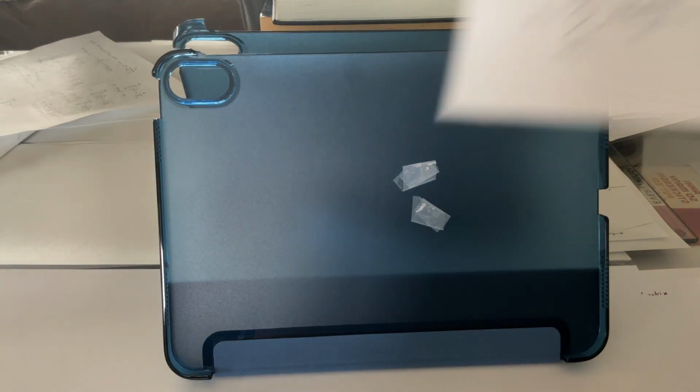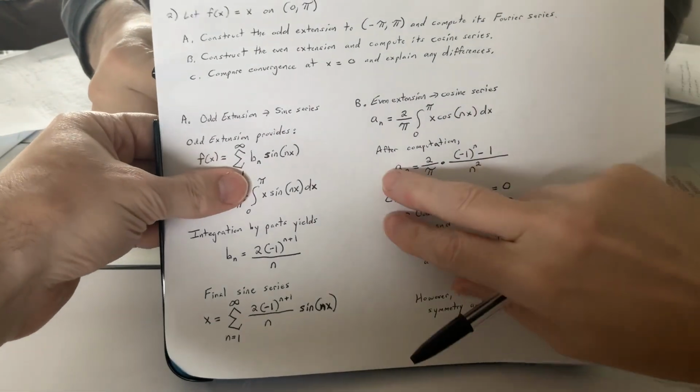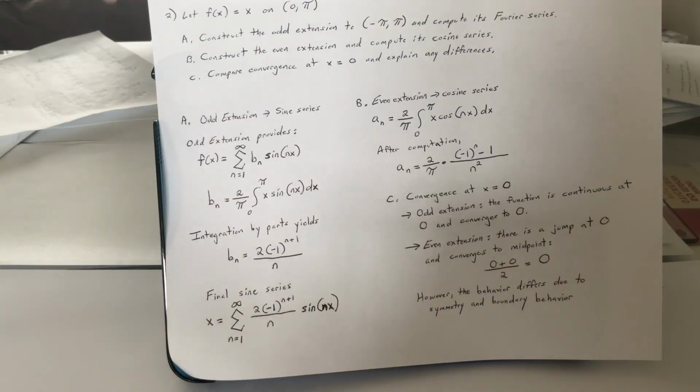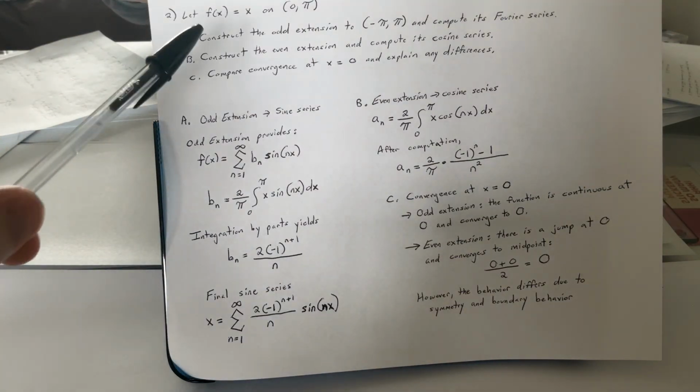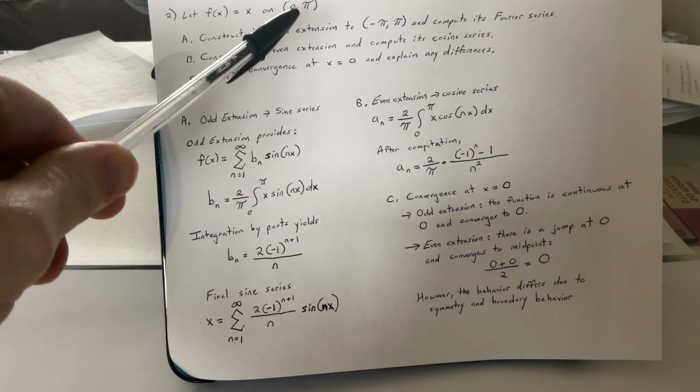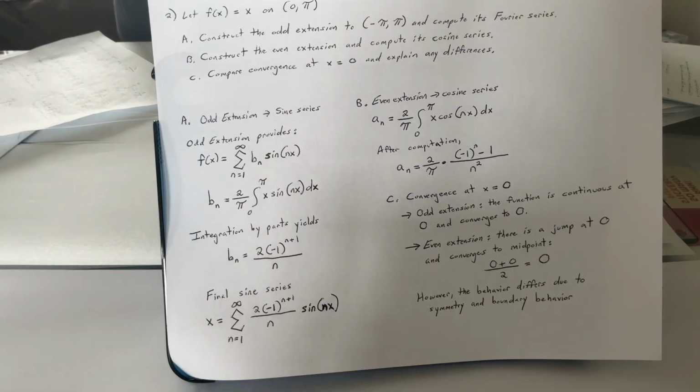Okay, so number two, let's see what we have here. We let f of x equals x on the interval 0 to pi. Okay, so there's the interval 0 to pi. Part A we'll do first, construct the odd extension to negative pi to pi and compute its Fourier series. So odd extension, think sine, right?